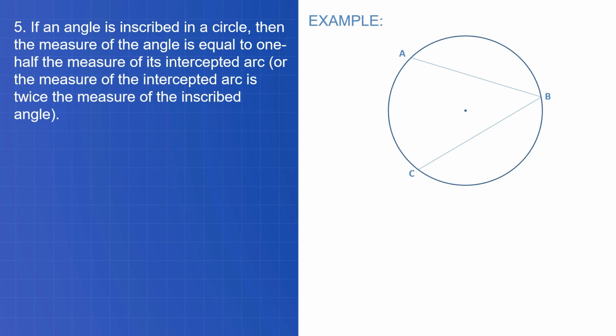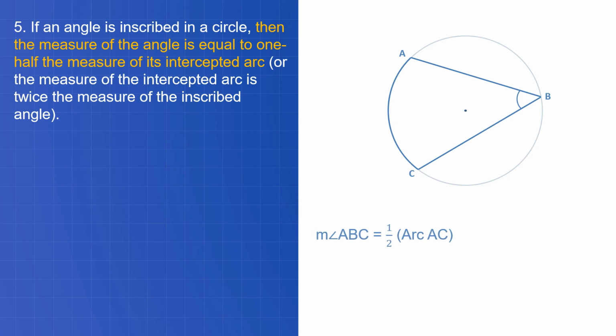In the figure on the right, angle ABC is an inscribed angle and arc AC is its intercepted arc. Then, theorem number 5 states that the measure of the angle is equal to 1/2 the measure of its intercepted arc, or the measure of the intercepted arc is twice the measure of the inscribed angle.